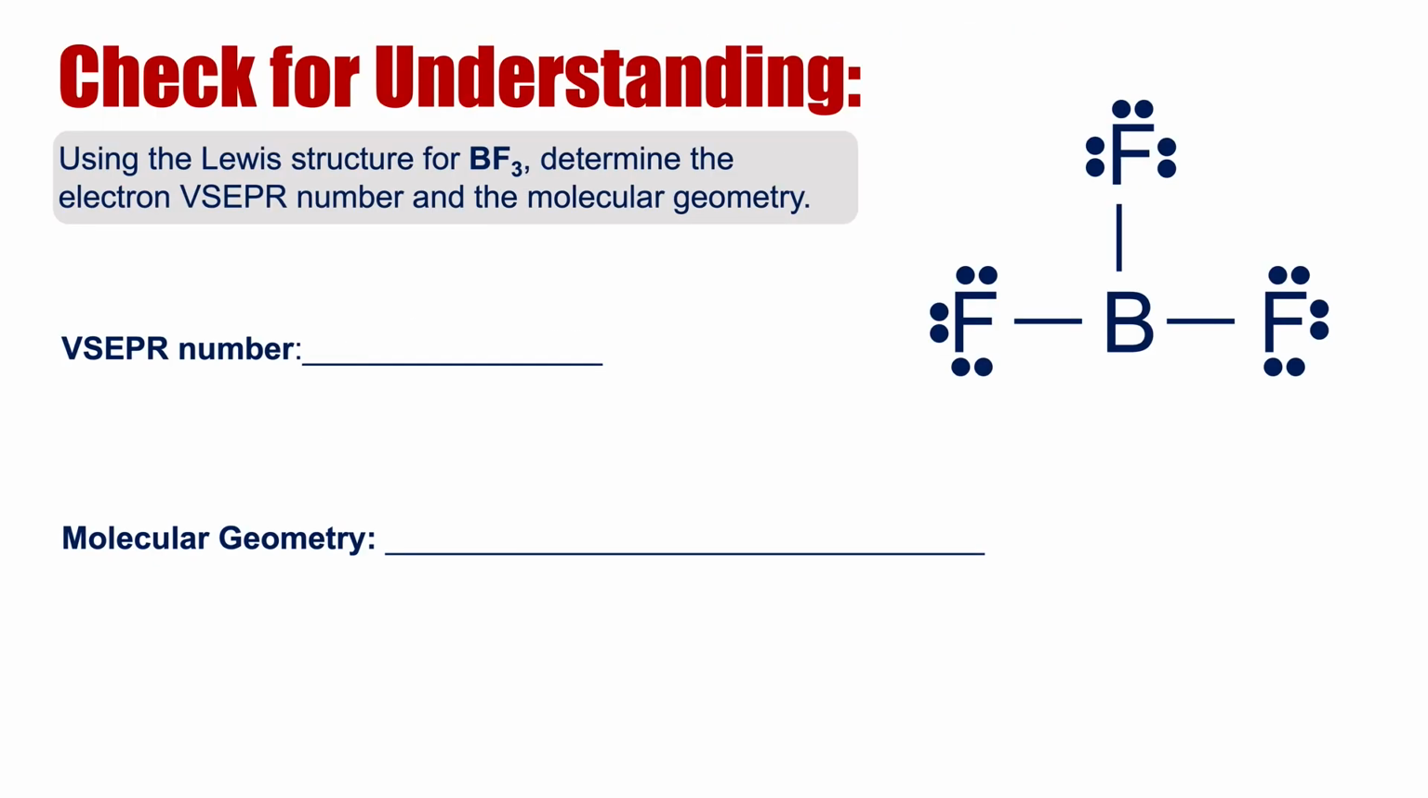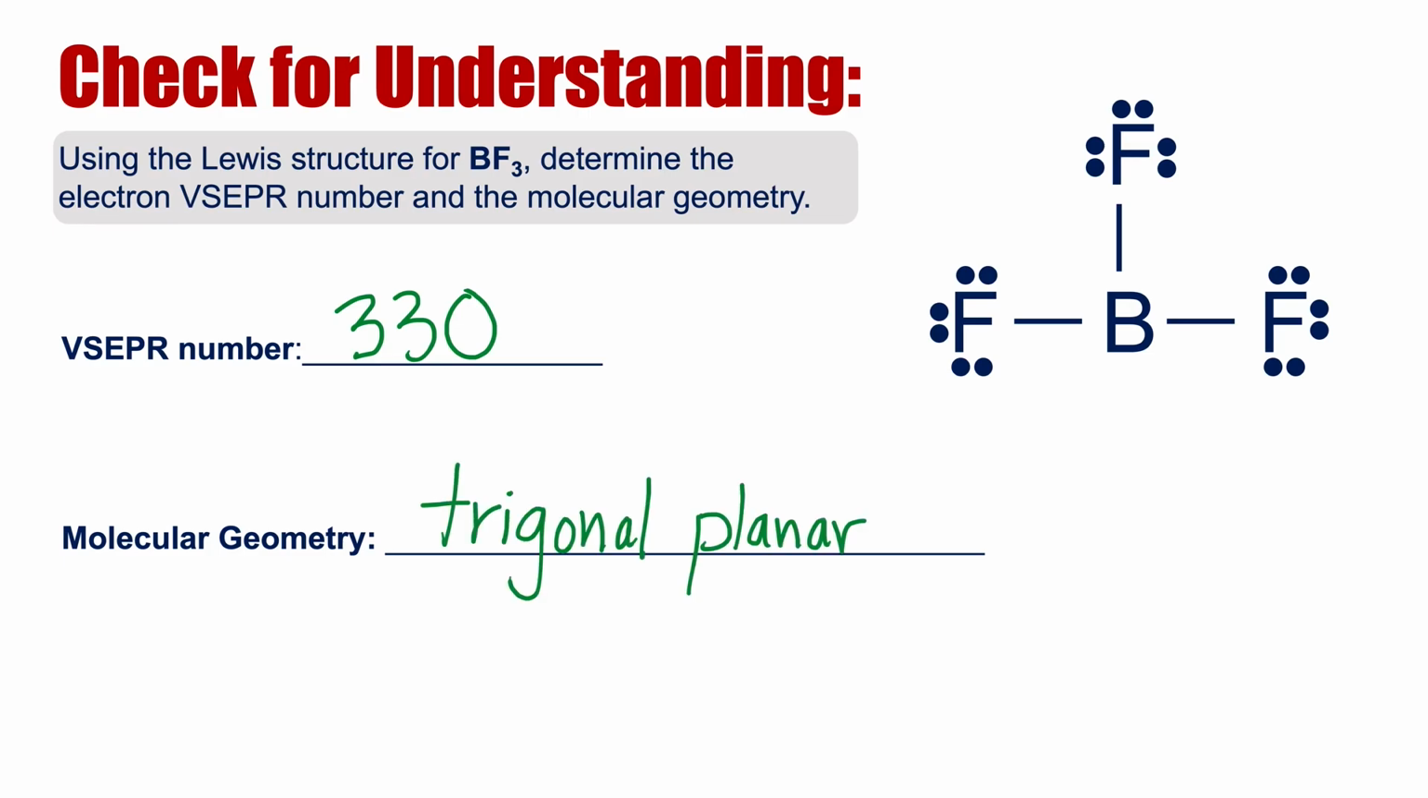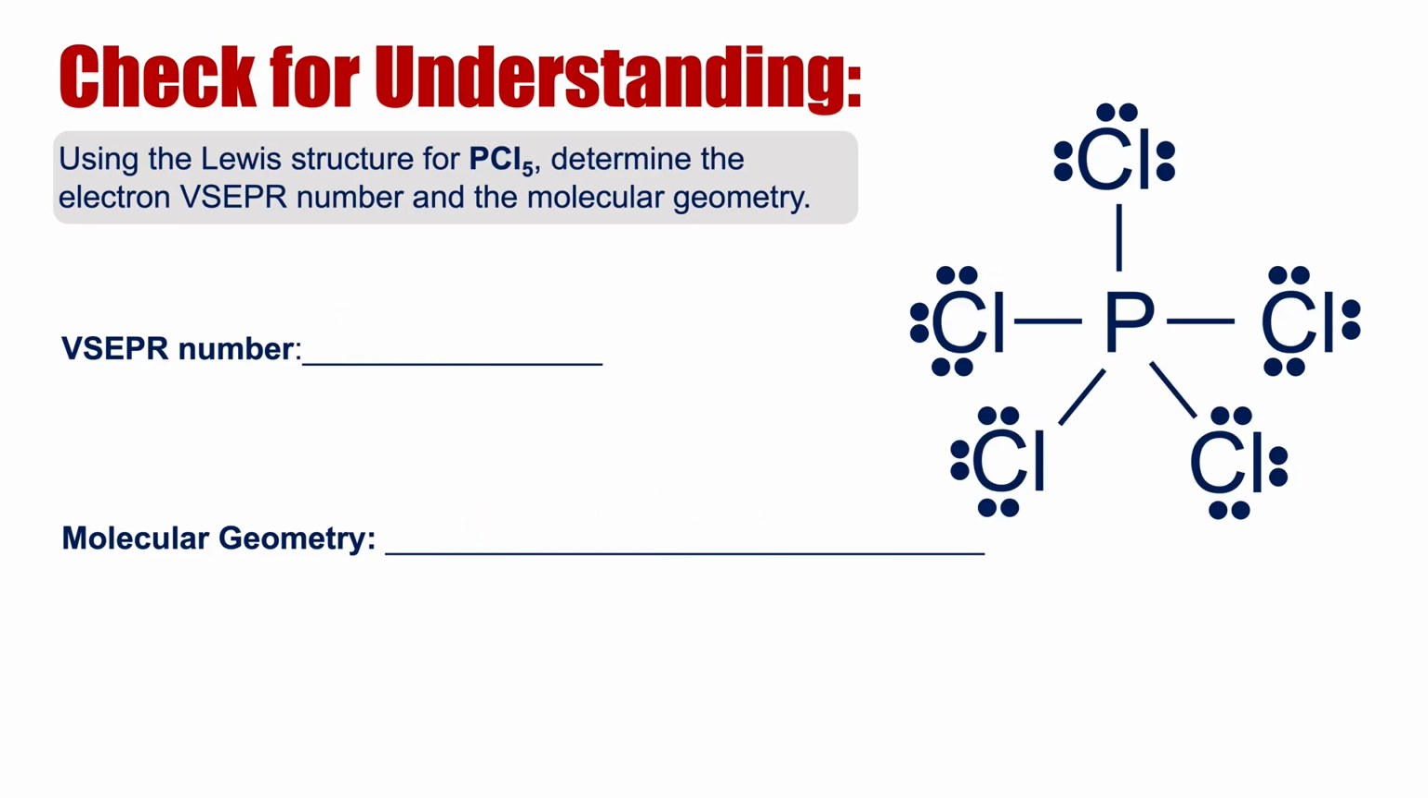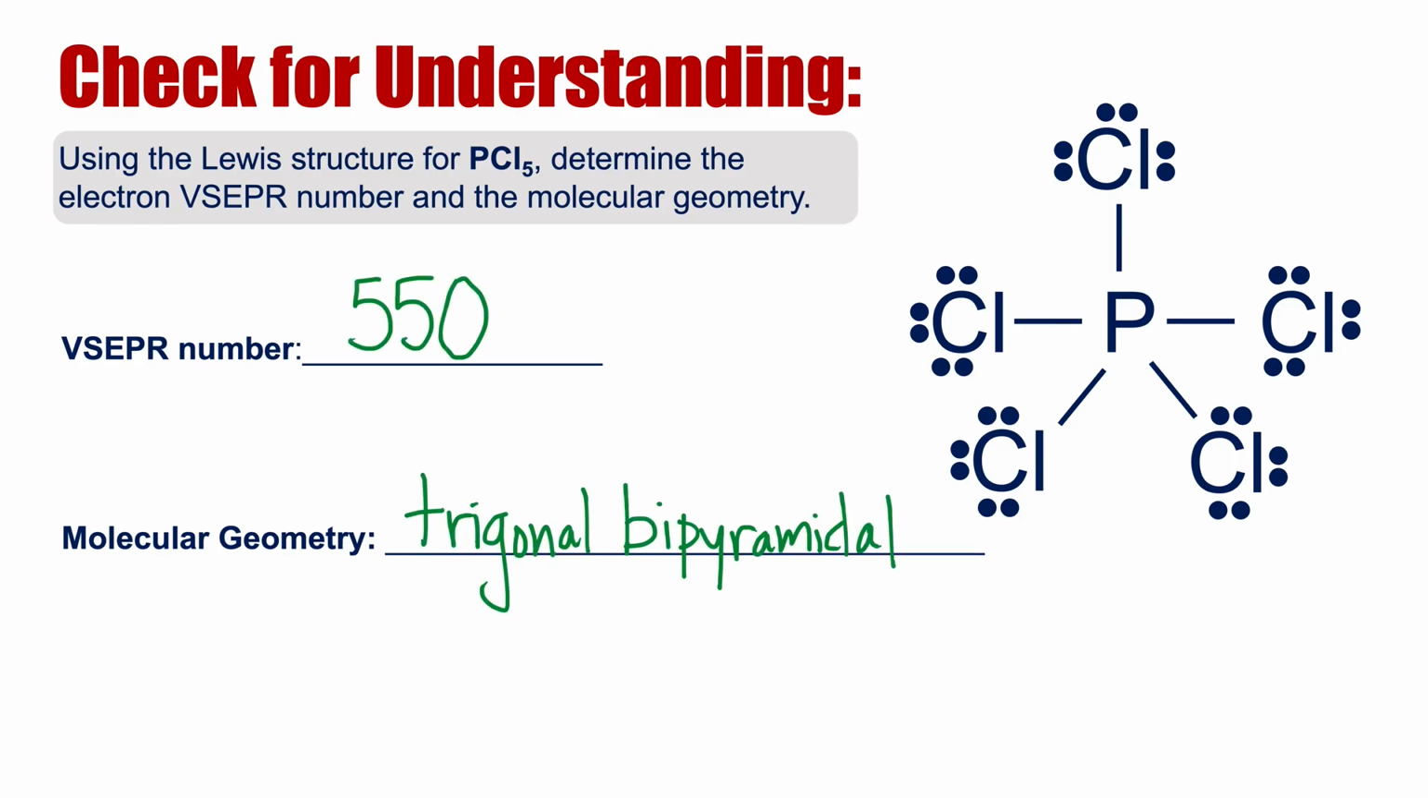What I want you to do is go through for this example, determine the VSEPR number, then state what the molecular geometry would be. So the number would be 330, that would be trigonal planar. And for this next one, same exact thing. What is the 3-digit VSEPR number, and then what would the molecular geometry be? So 550, and it would be trigonal bipyramidal.